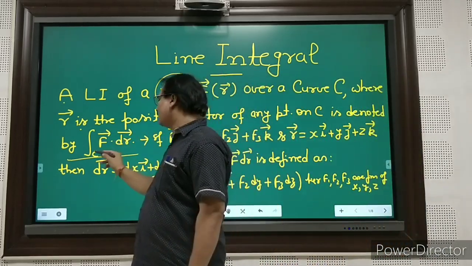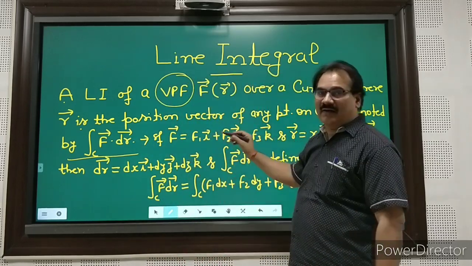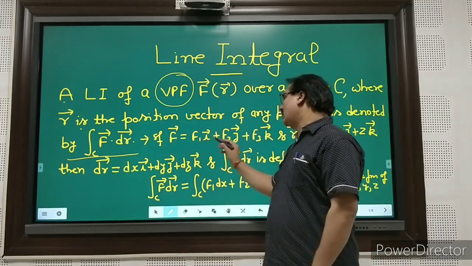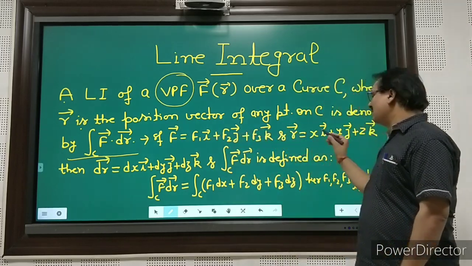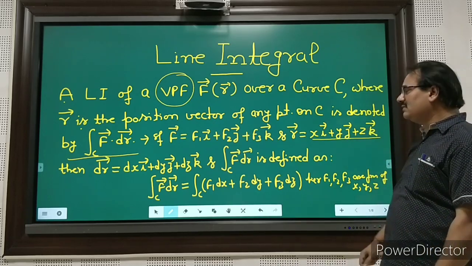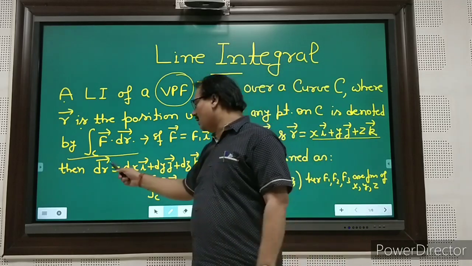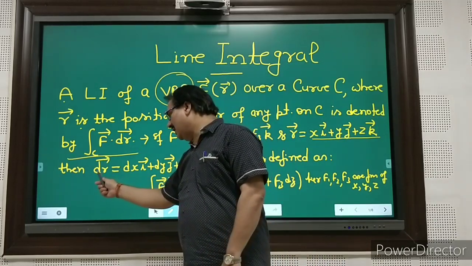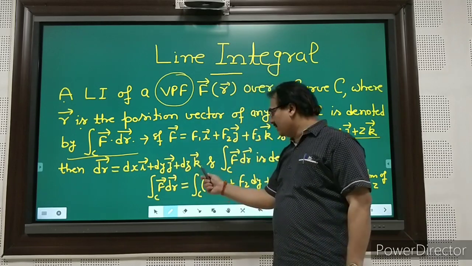Under the closed curve C, it is f dot dr. What is f? F is f1 i plus f2 j plus f3 k. And r is the position vector, meaning xi plus yj plus zk. Then of course, dr is dx i plus dy j plus dz k.